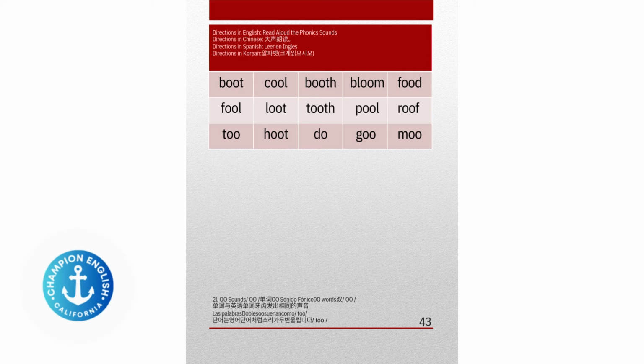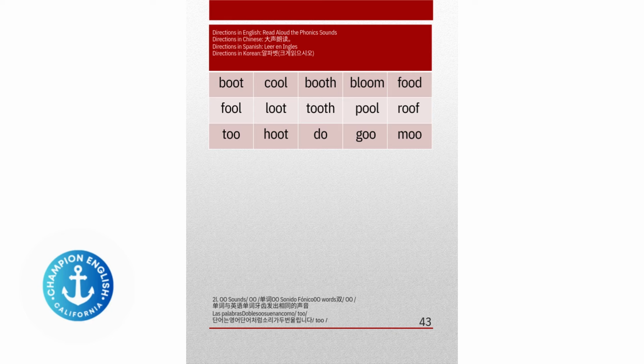F and ood, food. F and ool, fool. L and oot, loot. R and oof, roof. T and oo, too. H and oot, hoot. D and oo, do. G and oo, goo. M and oo, moo.